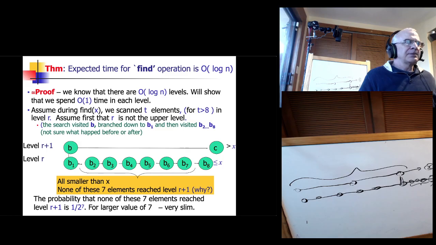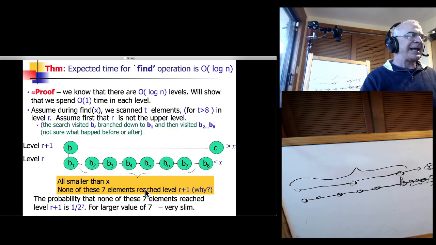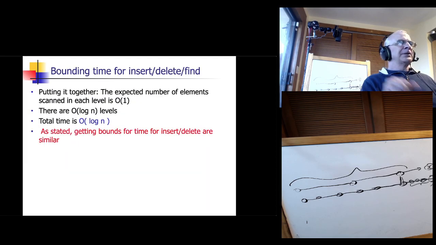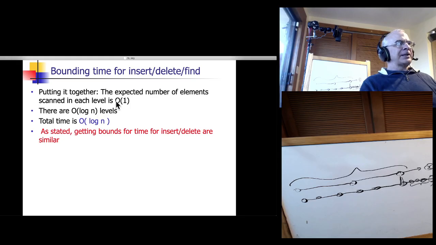Okay, so that's a hand wave behind this behavior of long runs in the same level. Unfortunately, I need Chernoff bounds to give you an exact proof of this claim. So we'll just leave it as a very slim chance that you'll spend more than a constant time per level. Since there are only log n levels, and in most of them, almost always, you're spending a constant time, altogether the search time is log n, and that's also why insert and delete are log n as well.